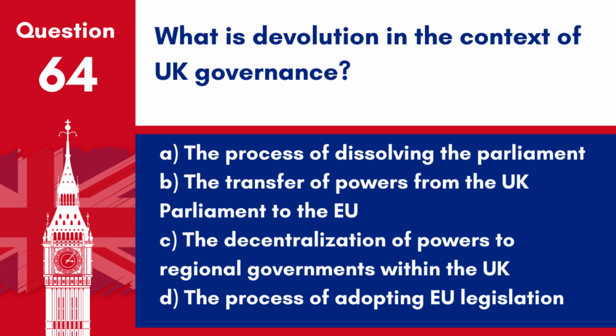Question 64. What is devolution in the context of UK governance? A. The process of dissolving the Parliament. B. The transfer of powers from the UK Parliament to the EU. C. The decentralisation of powers to regional governments within the UK. D. The process of adopting EU legislation. Answer: C. The decentralisation of powers to regional governments within the UK. Devolution refers to the transfer of certain powers from the UK Parliament to Scotland, Wales, Northern Ireland and Greater London.